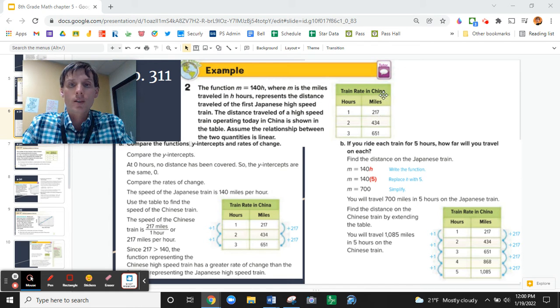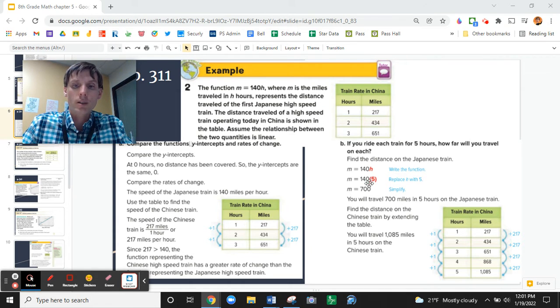And we look at this chart here, and this is what it is in China. So Japan, right there, is represented by that function, and then China is represented here by this table, right? So we could see the rate of change ends up being 217 per hour. So it keeps on going up by 217, 217, 217. Whereas this one, if we plug in hours for that, we'd realize every 1 hour it's 140, right? So if we are comparing the two, we could see that this is going 217 miles an hour, this is going 140 miles an hour, and of course the train there in China is going faster.